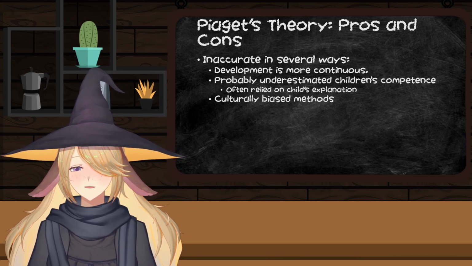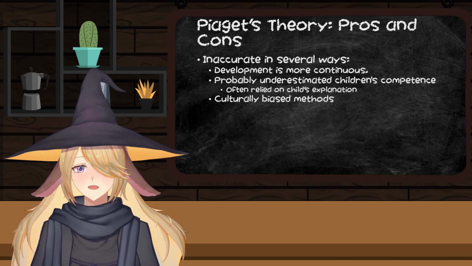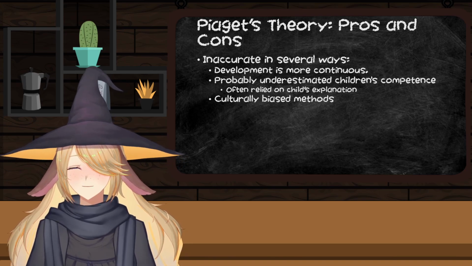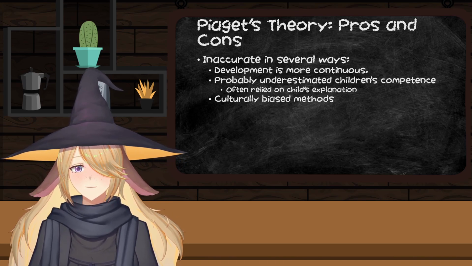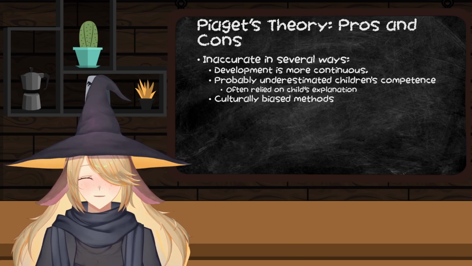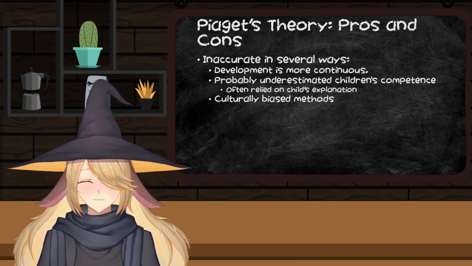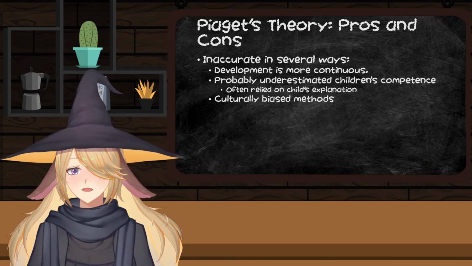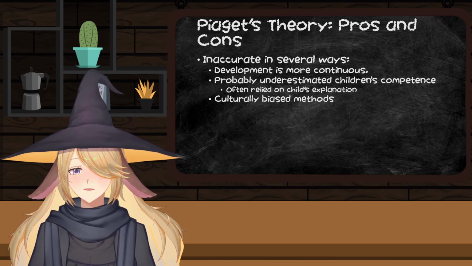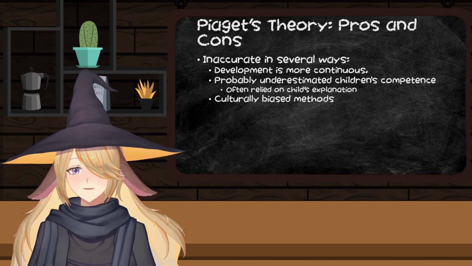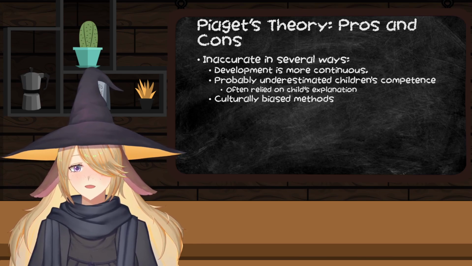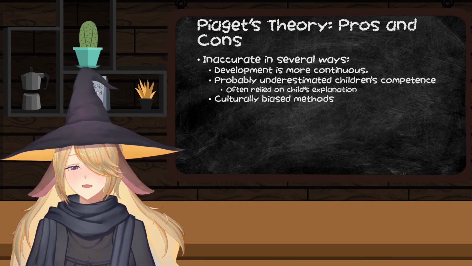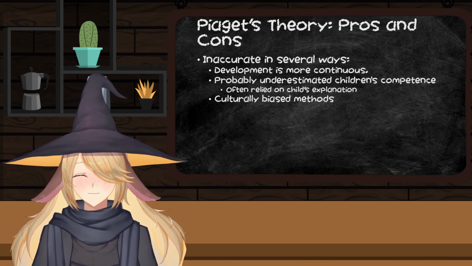At the end of the day, development is more continuous, and kids might be a little bit more competent at certain stages than Piaget tended to assume. When you think about it, Piaget is asking 2, 3, 4, 5, 6 year olds to explain their own cognitive experience. And so it's limited to what they can self-report. They may actually have different skills or have more nuanced stages of development, but they just weren't able to articulate it at the time.